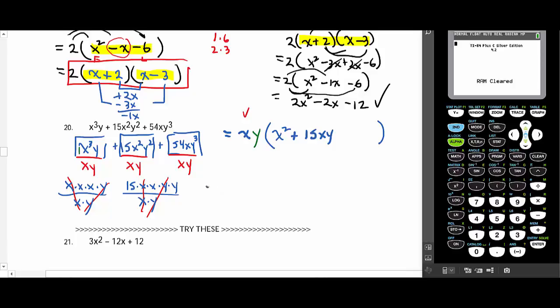Okay, the next one we have 54x times y times y times y. What cancels? An x and a y. What's left? 54y to the second. Okay, like that. Okay, so that's how that goes.